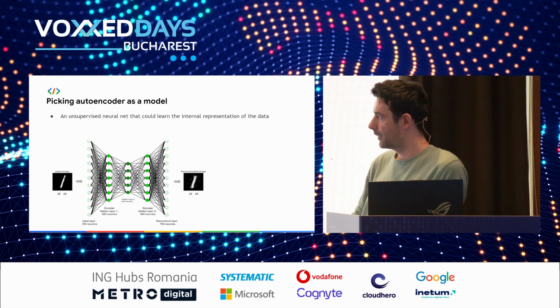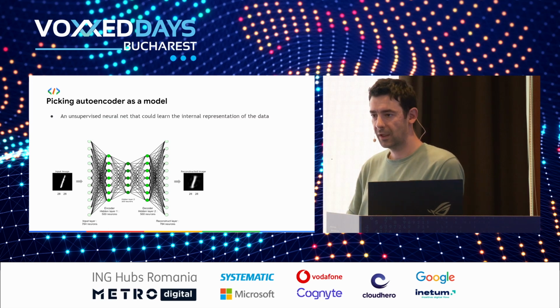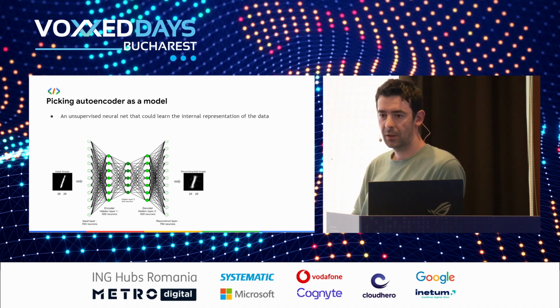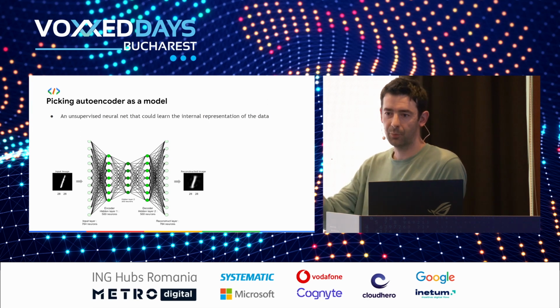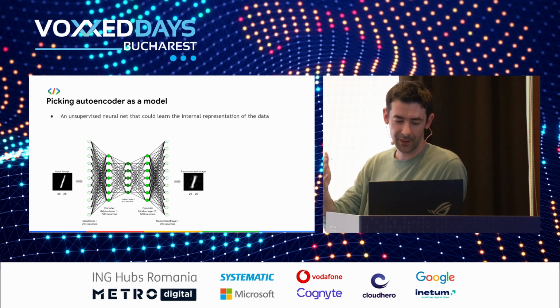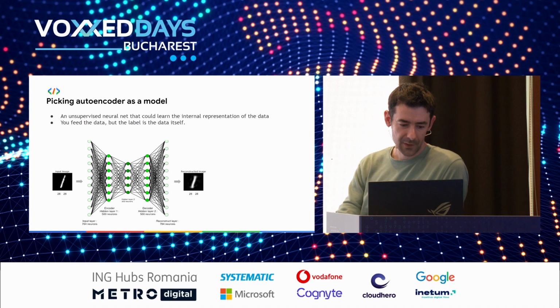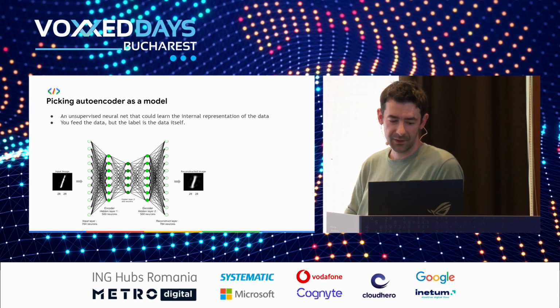Now, what is an autoencoder? By the way, how many of you have any knowledge of machine learning and neural networks in general? Okay, quite a few. So an autoencoder is an unsupervised model where you give an input, and the output is basically the same. So you feed the data and the label is basically the data itself.